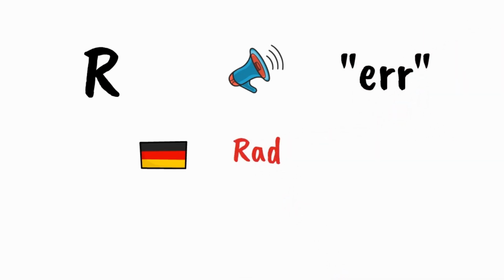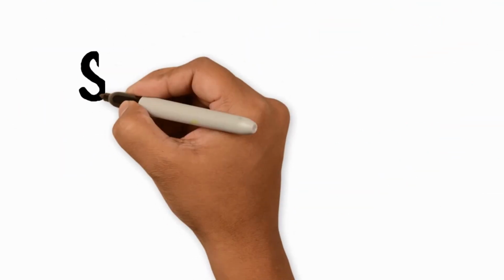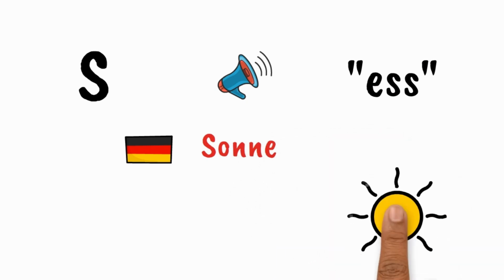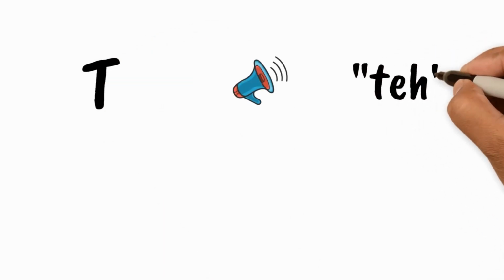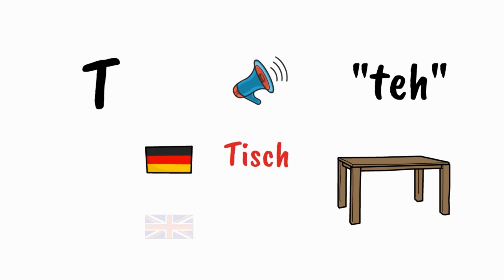R. Rad. Rad. S. Sonne, S, the sound of Z in English. T. Tisch. Tisch.